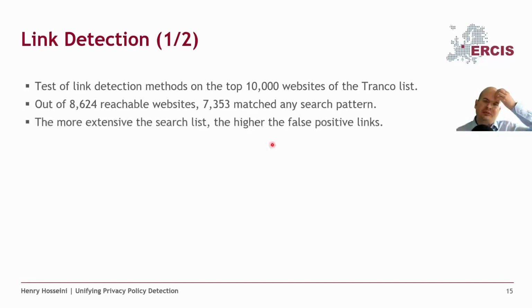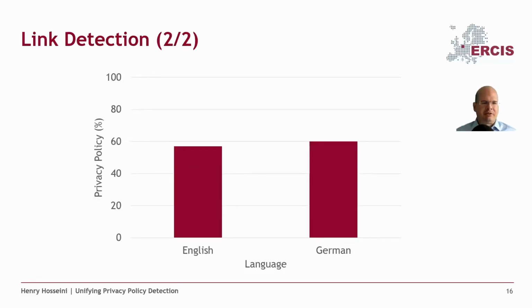For detailed statistics on each of these link detection methods, I refer you to the paper. What I can demonstrate here is that if we combine all of these link detection methods, the result, according to our classifier, turns out to have only 57% actual privacy policies for English and 60% for the German language, which indicates that applying only link detection is not enough to have a sanitized corpus of privacy policies.